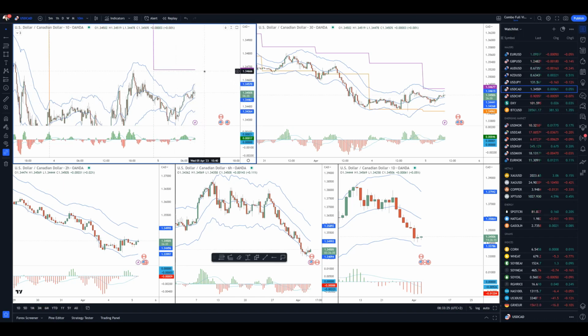We have the potential to revisit the previous day high at 1.3467, and if there is a bigger power for the break of this previous day high, I will not be surprised if the market can go all the way to 1.3520, 530 area. So potential for the upside movement on the USD Canadian dollar.